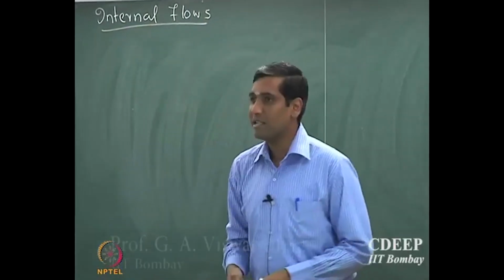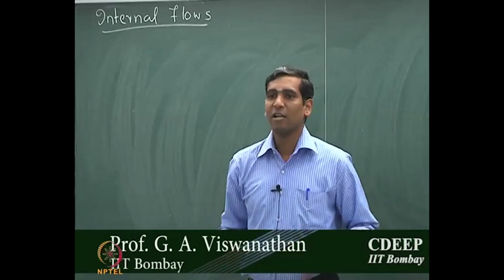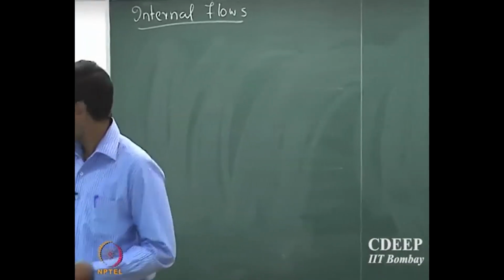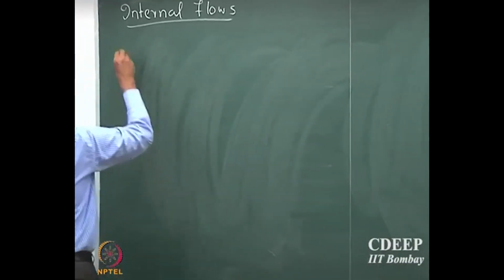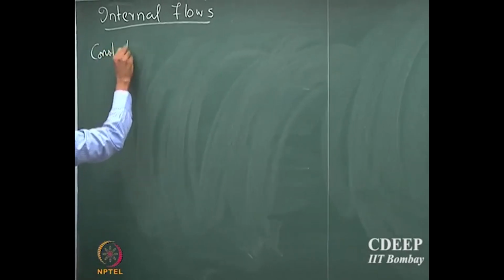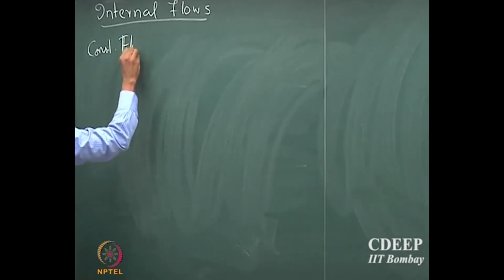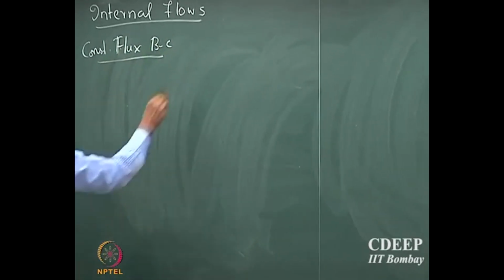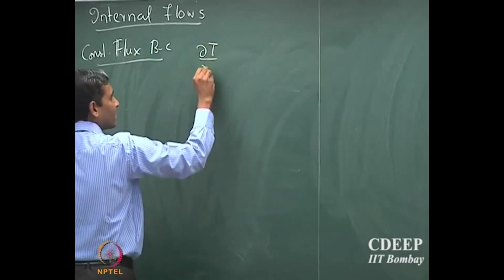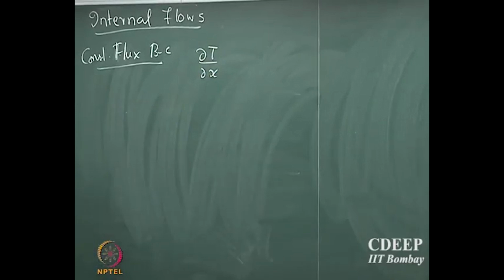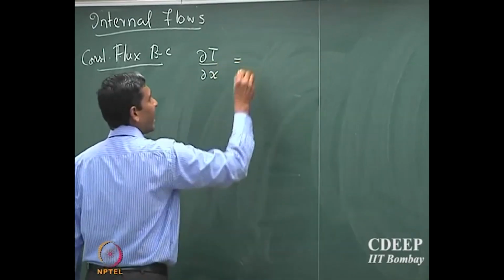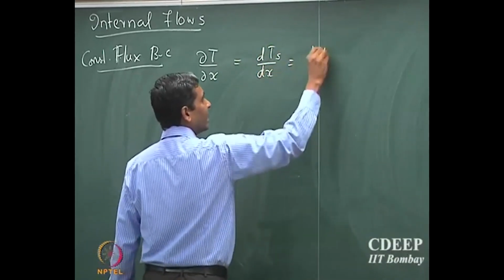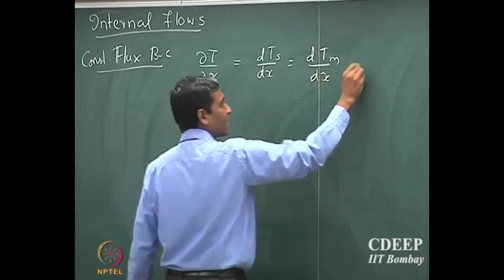by observing some of the interesting features of the heat transport when there is a fluid flowing through a pipe. So, we are going to develop further on that. Just to recap, if it is a constant flux boundary condition, note that without solving the equations in the fully developed regime, we said that dT/dx is equal to dTs/dx, that is equal to dTm/dx, and that is equal to a constant.